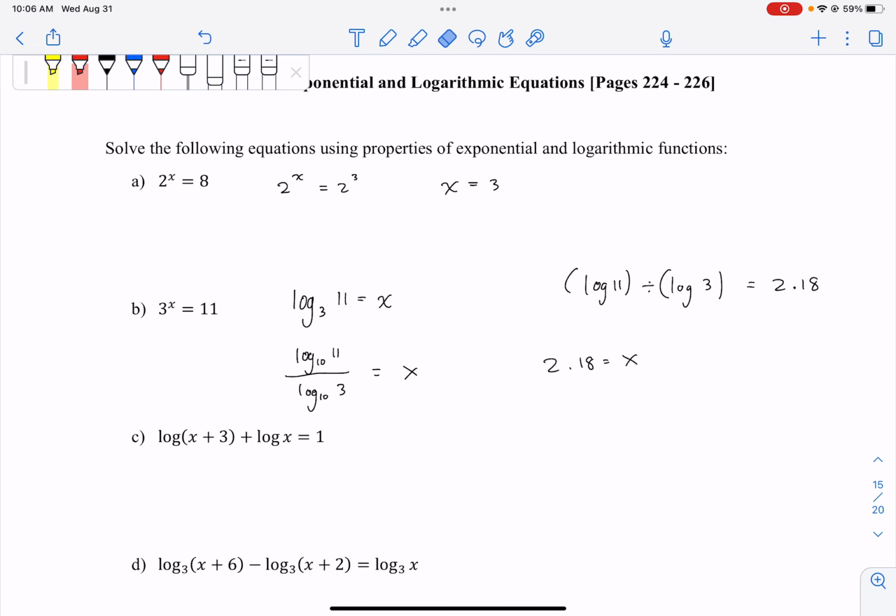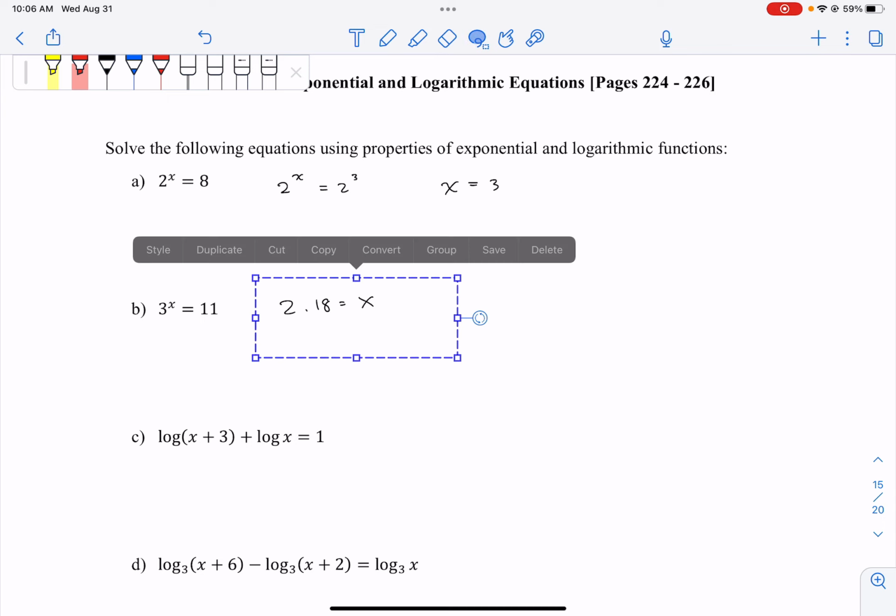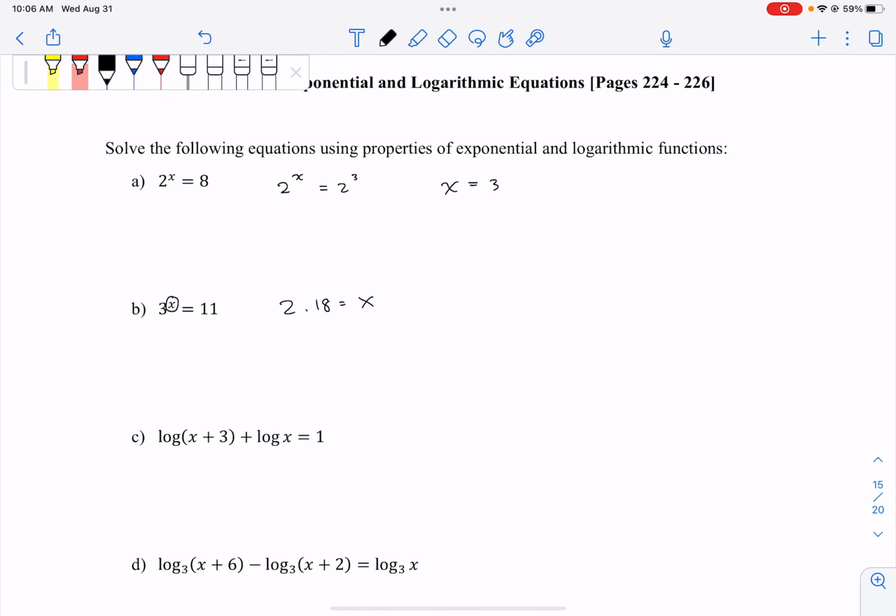And so I'm going to erase all this over here. You can review it and copy it down if you want. If you wanted to double check and say, oh, is the 2.18 actually the answer? You can just do 3 to the power of 2.18, and that gives you 11.